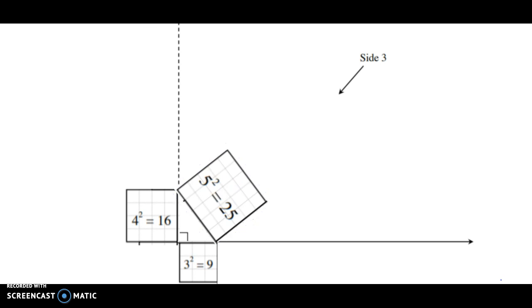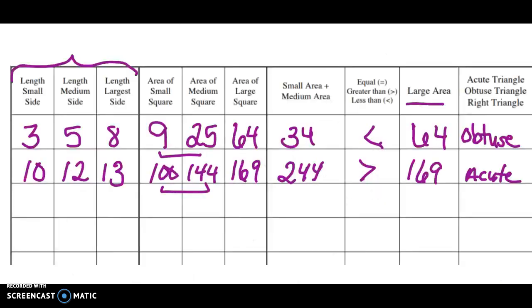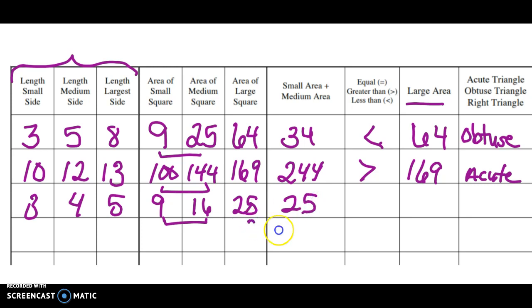So the lengths of my three sides are 3, 4, and 5, and I'm going to write those in. Then I find the areas, or you could just look at the squares: 9, 16, and 25. Then I add the small and the medium, and I get 25. Compare that to this 25, and I can see that they're equal, and that's a right triangle.